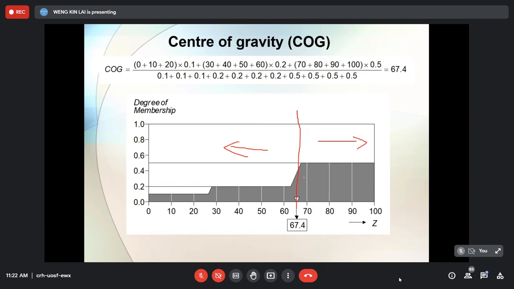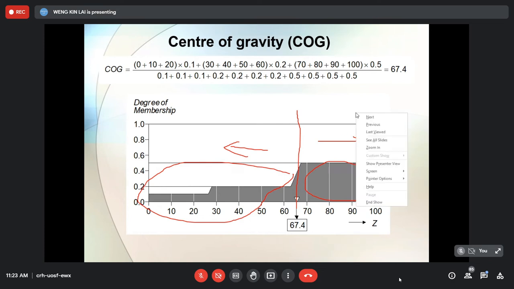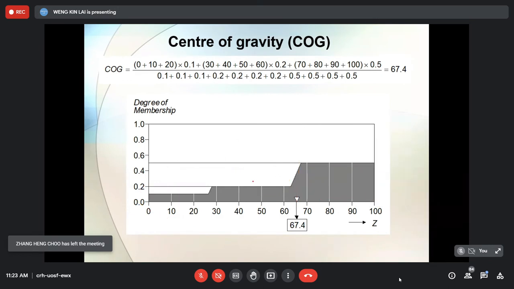Do you think this area, I'll put my finger here, would be balanced? The area here is equal to this area here. So it looks balanced to me. So that's a quick check whether the answer is right or wrong, and whether it is reasonable. So you can see that.